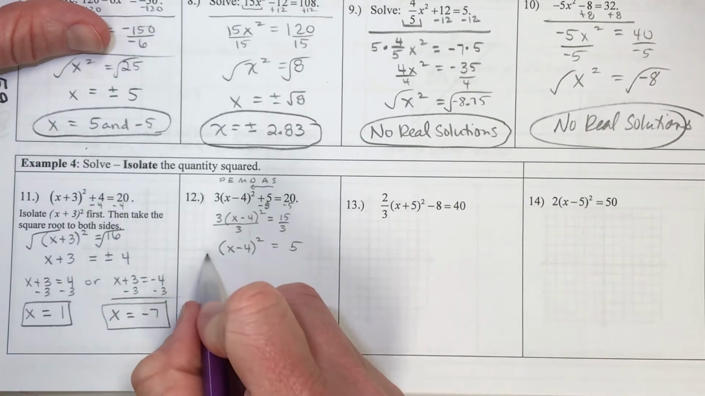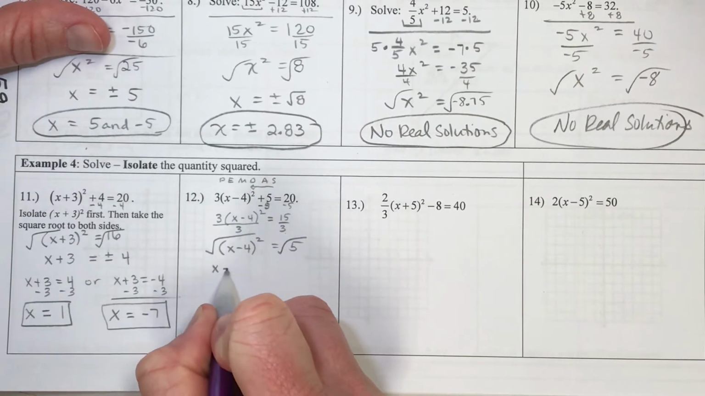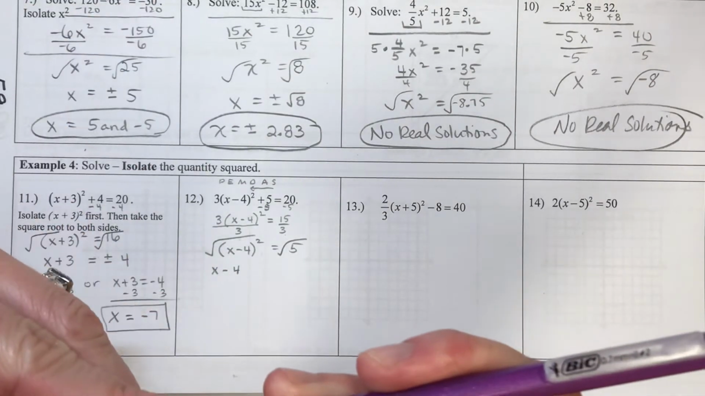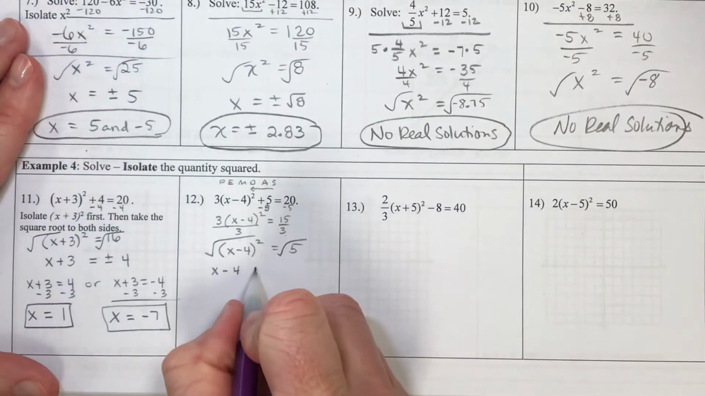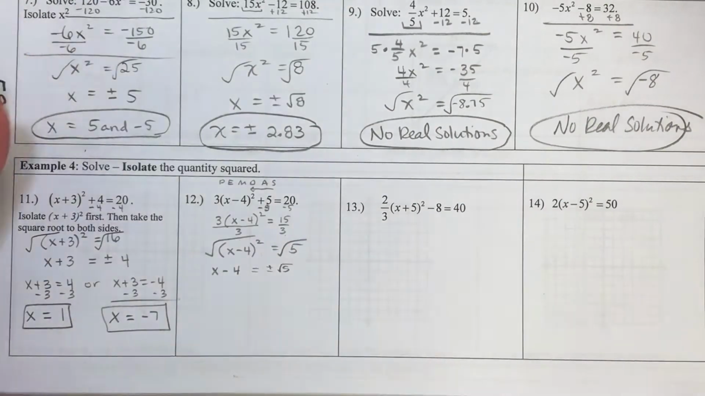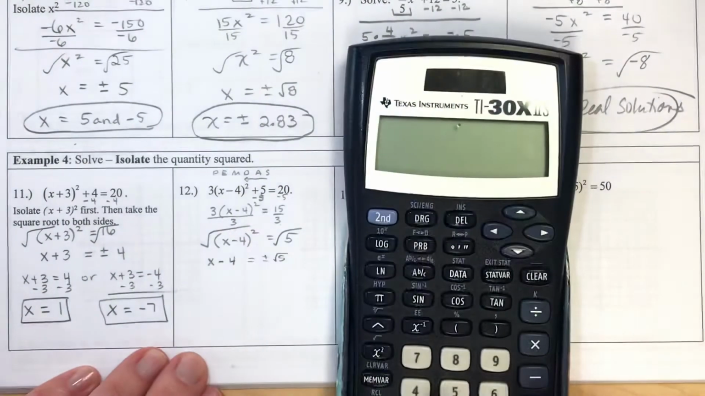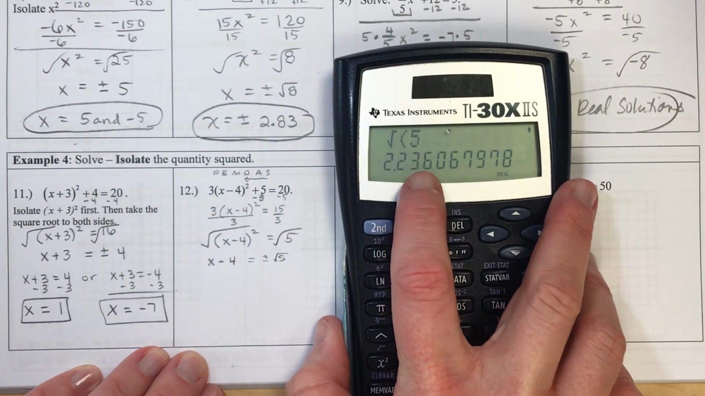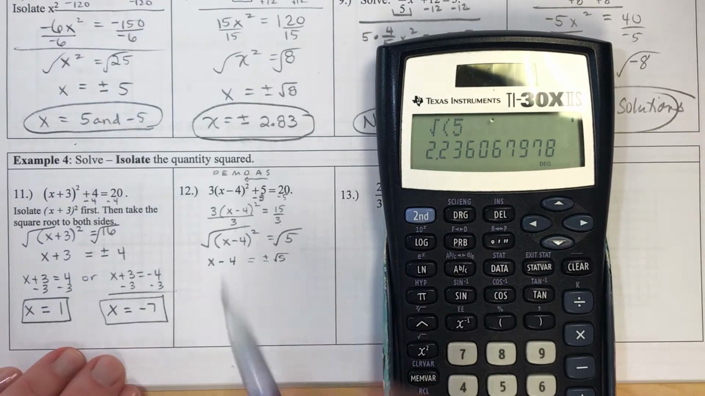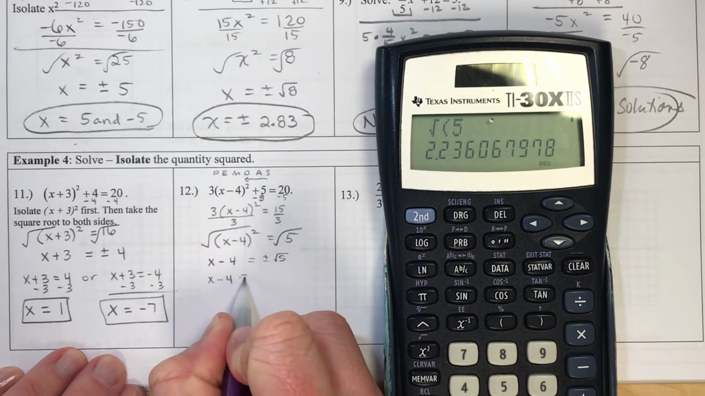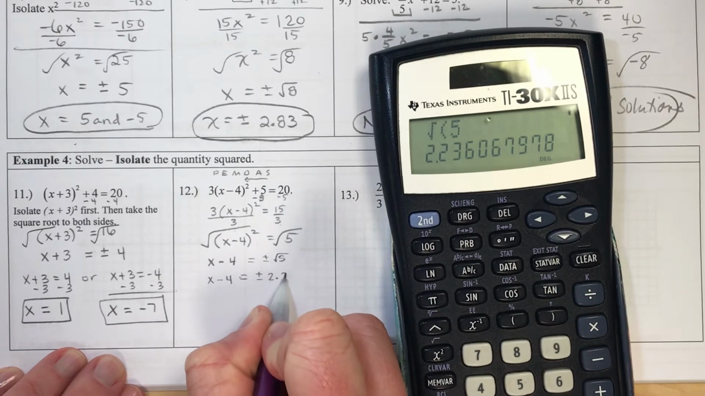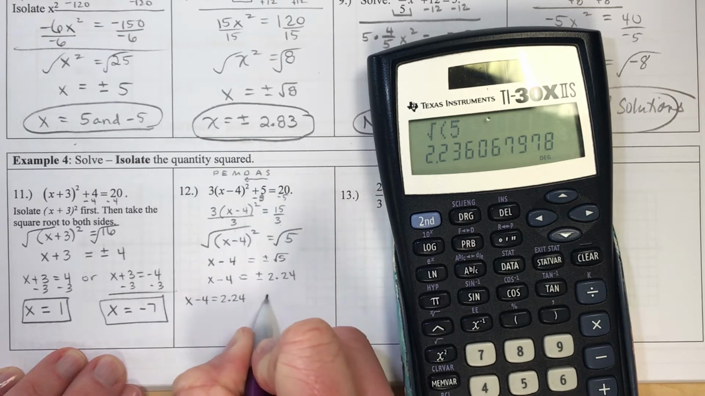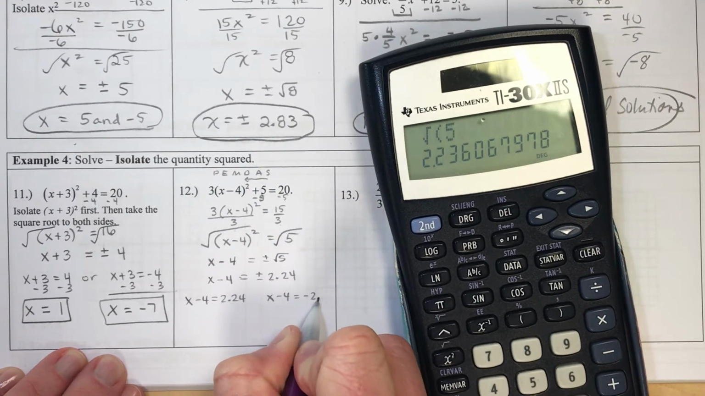So now I can apply the square root to both sides. So x minus 4 is no longer being squared. And the square root of 5, I'm going to get a decimal for that. So on my calculator, I'm going to type out the square root of 5 to get a decimal. So I'm going to put 2.24. I'm just going to round to a couple places. So x minus 4 could be positive or negative 2.24. So x minus 4 could be 2.24, or x minus 4 could be negative 2.24.